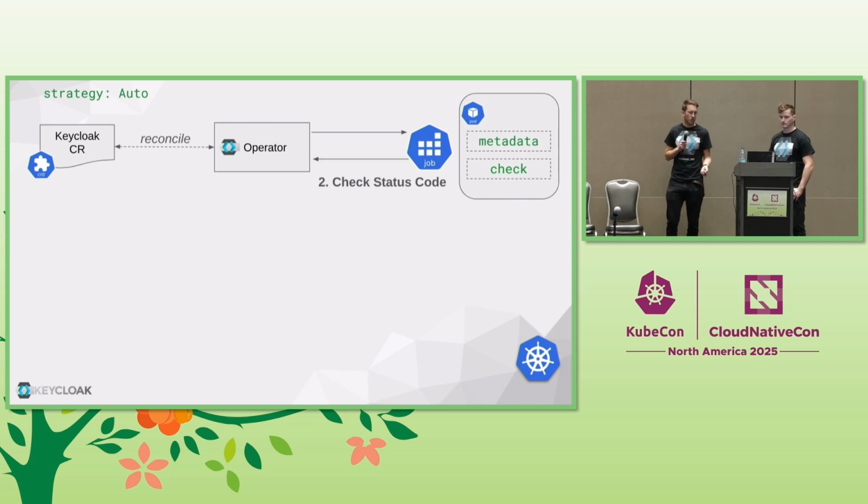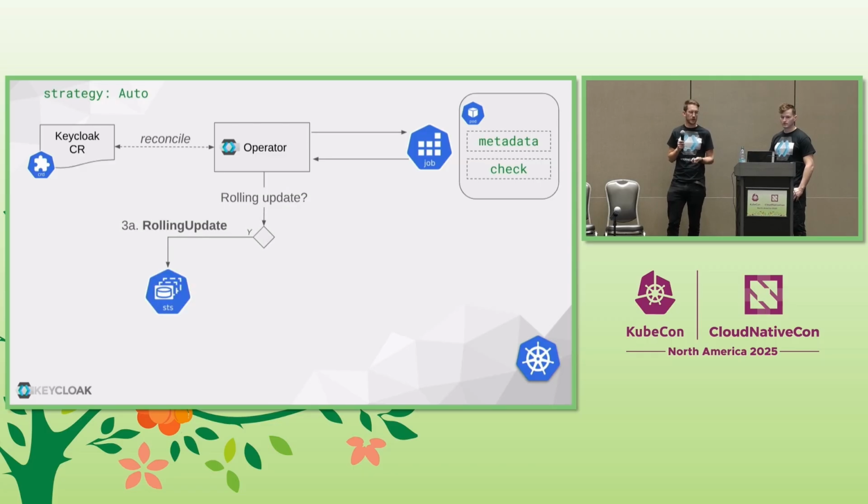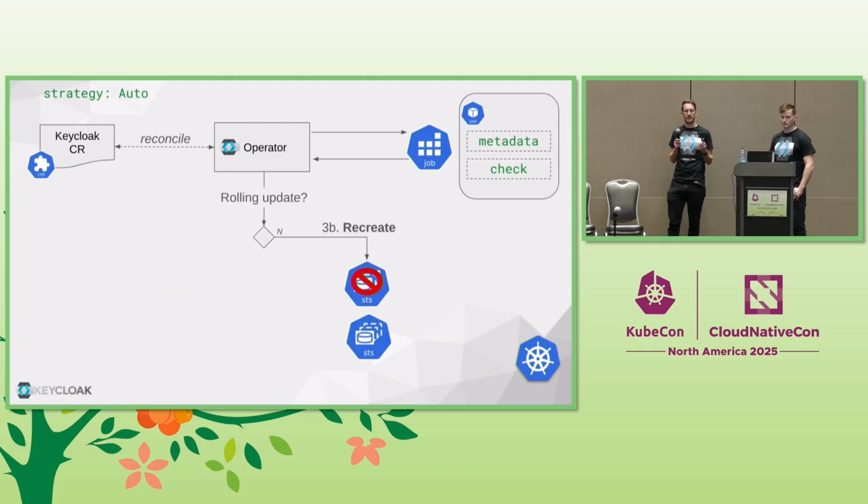When that completes, the operator checks the status code. If the status code is 0, a rolling update is possible, and we do a stateful set rolling update. If it's not possible, then we recreate the stateful set by deleting the original one and creating a new one. So that's how we automate things.